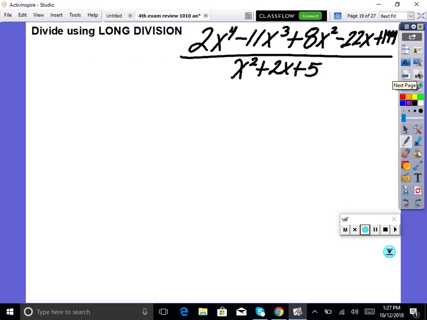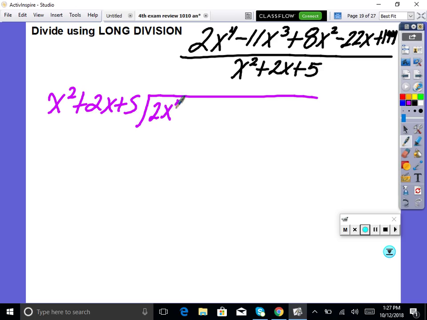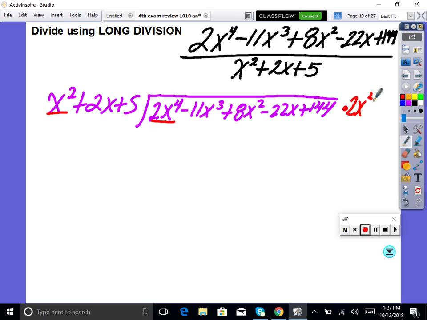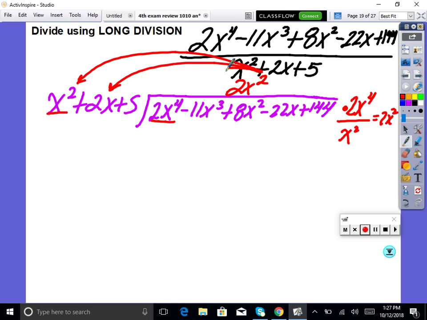Divide with long division. So remember, you'd set up x squared plus 2x plus 5 on the outside of our house. 2x to the 4th minus 11x cubed plus 8x squared minus 22x plus 144 under my house, and then bullet point. You divide your leading terms if you can remember. So we have a 2x to the 4th divided by x squared, which is 2x squared, so that's a part of our answer. 2x squared, then remember we multiply it down here, here, and here.